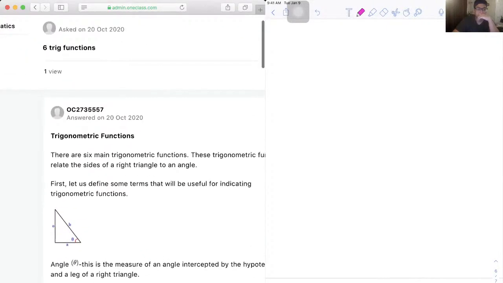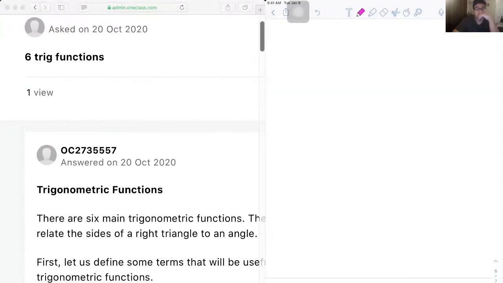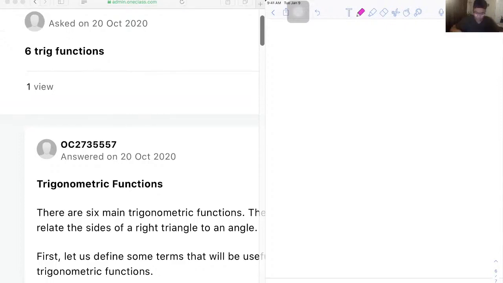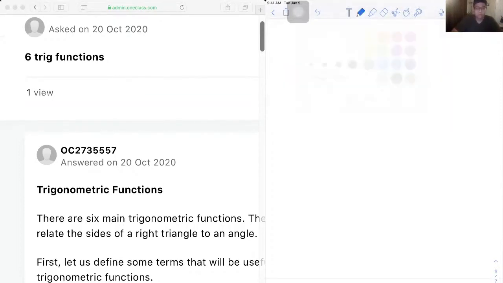Okay, so next we have the 6 trig functions. Okay, so let's write it down here. 6 trigonometry functions. All right. So there are 6 main trigonometry functions, and these trigonometry functions relate to the side of a right triangle of an angle.